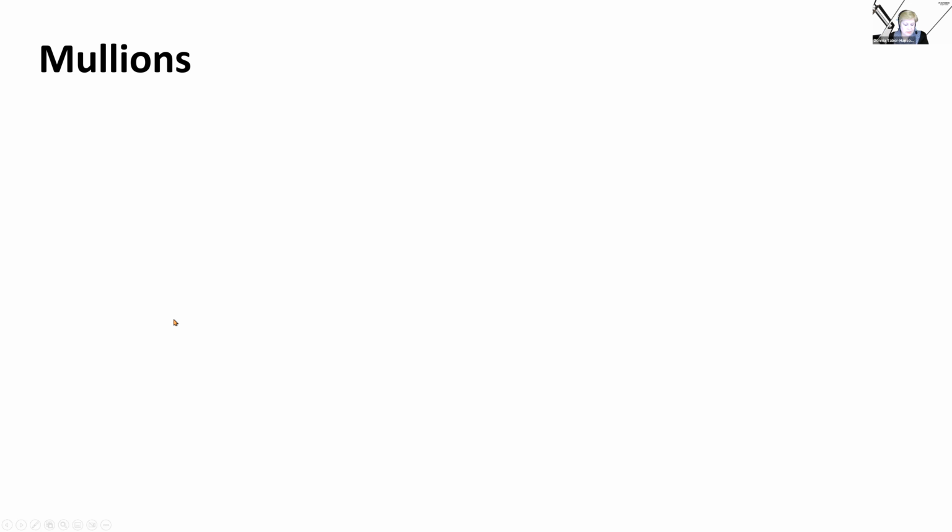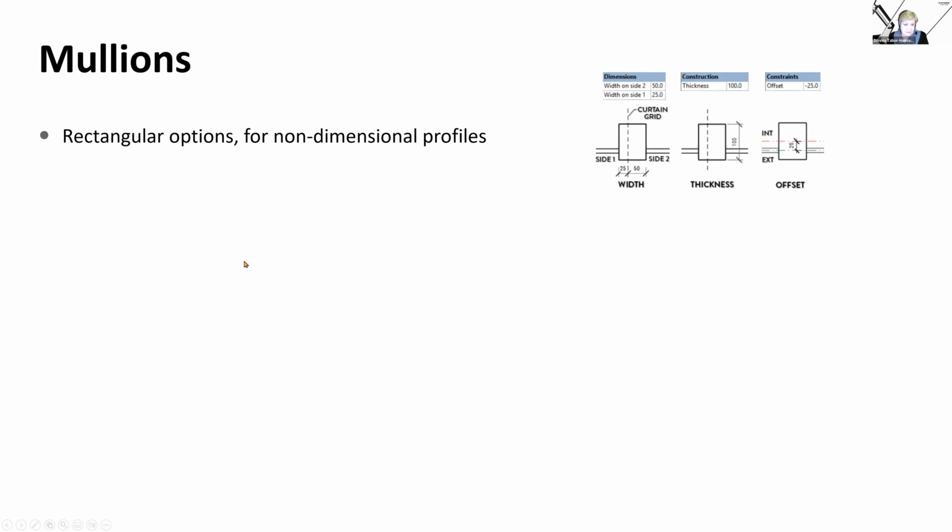Okay, more on mullions. Mullions gets 2 pages. When you have a rectangular option for non-dimensional profiles, I pulled this example, but you can set these up. If you've got something rectangular, you can put it to one side or the other. You can tell this is a metric version of something that came up. You can also get its thickness. You can also get its offset. Offset's how far it's going to be off of the line to get the center of that.